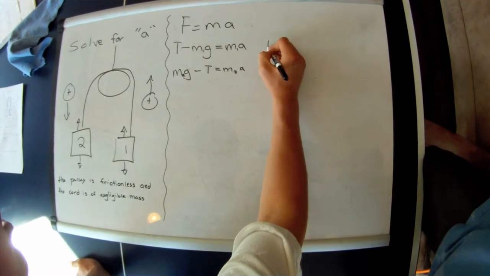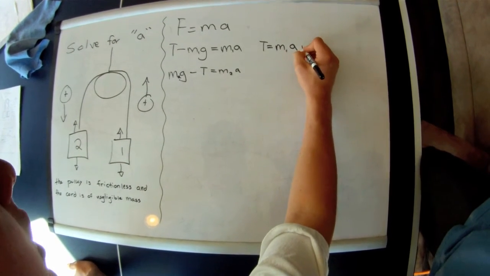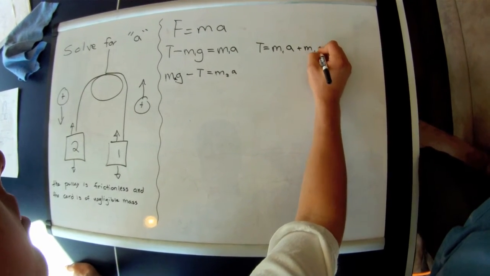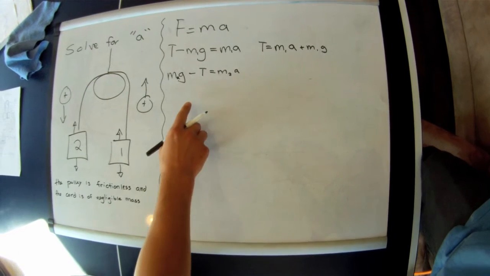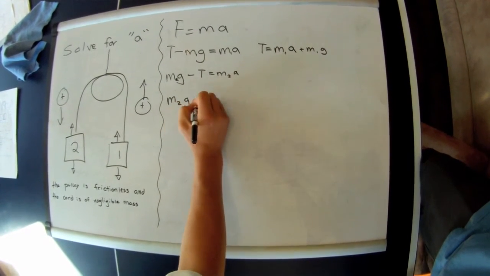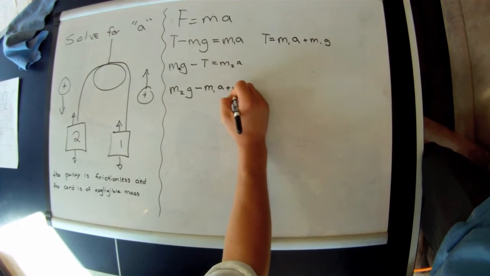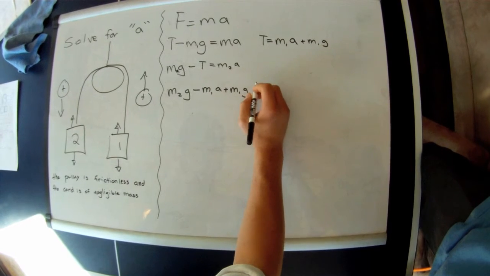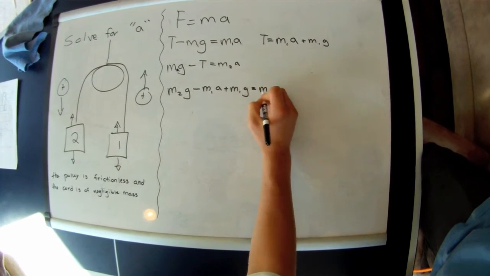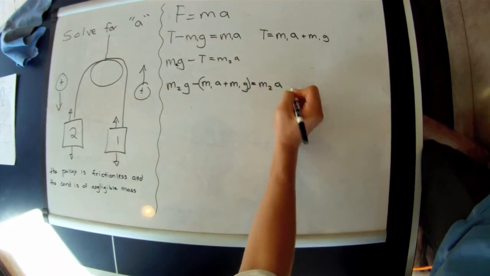So, tension is simplified as m1a plus m1g. So when you plug that in for tension on this, you get m2g minus (m1a plus m1g) is equal to, this is a minus, sorry, is equal to m2a.